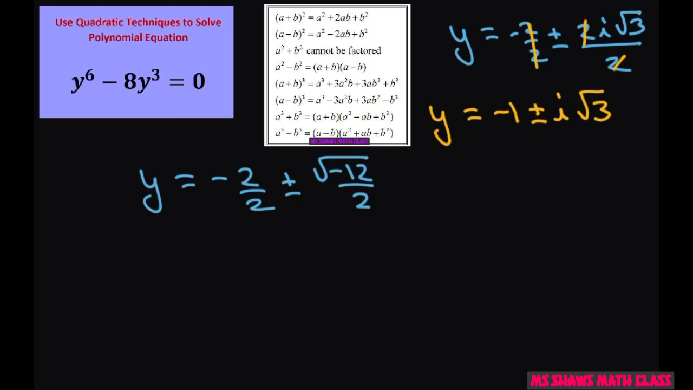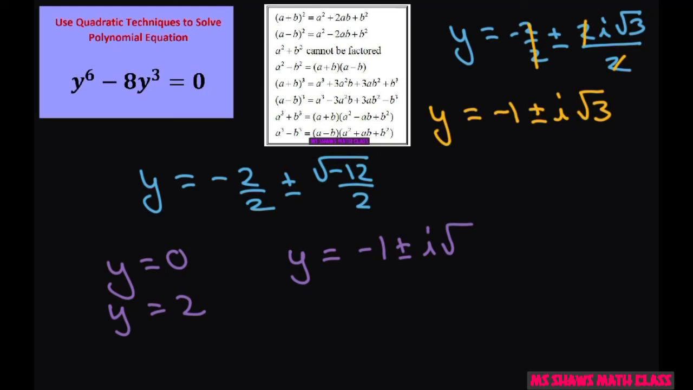So here are your solutions. We already got y equals 0, y equals 2, and the other two solutions are going to be y equals -1 plus or minus i square root of 3. So those are your 4 solutions.